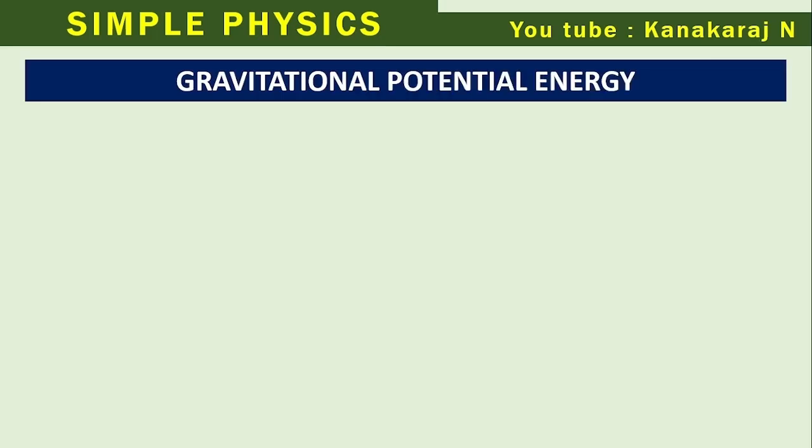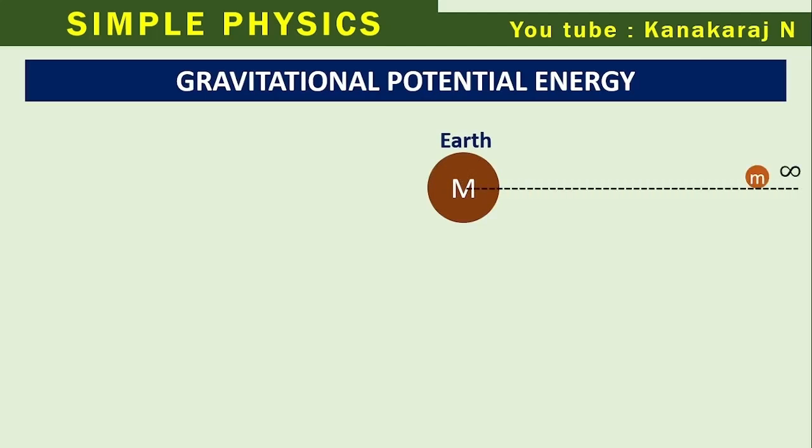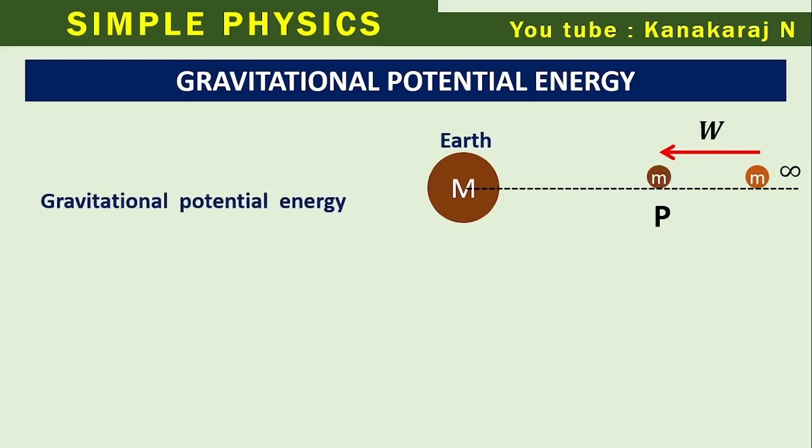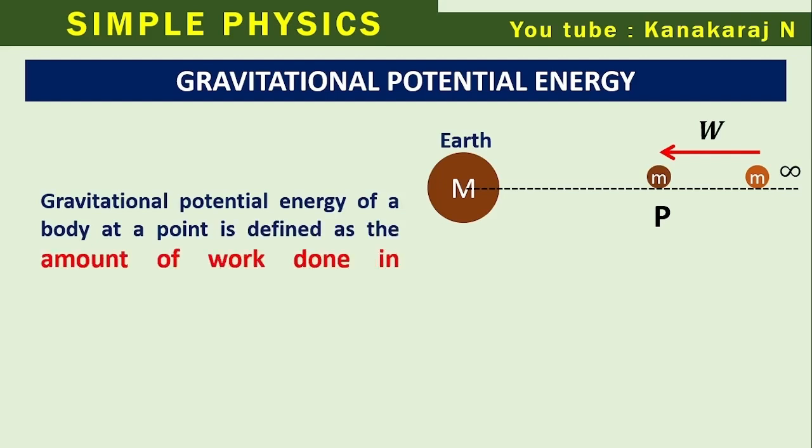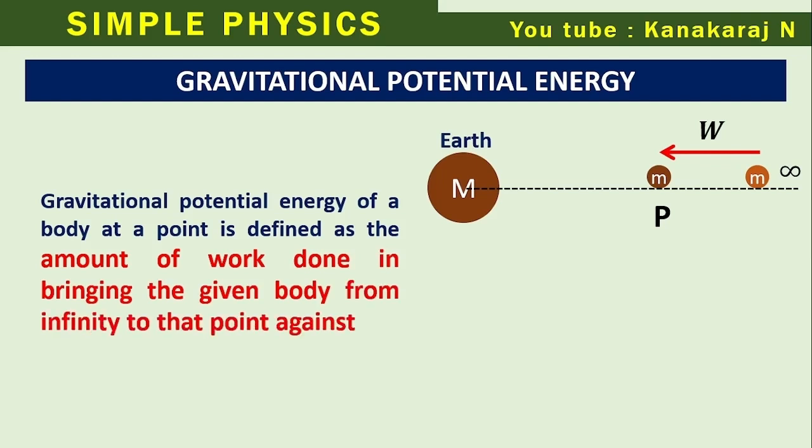Gravitational potential energy. Earth of mass M. Now we move a body of mass m from infinity to a point P by doing a work W. Gravitational potential energy of a body at a point is defined as the amount of work done in bringing the given body from infinity to that point against gravitational force.